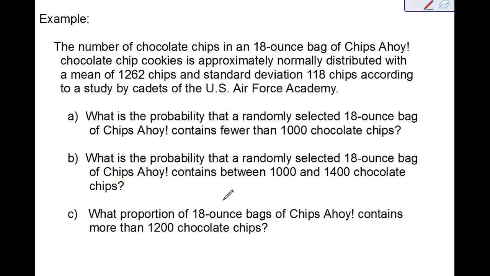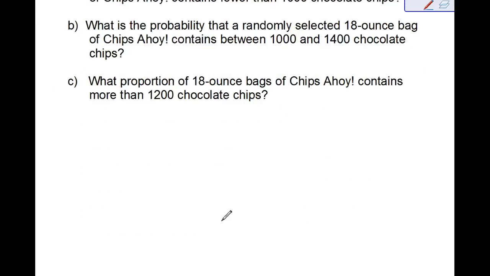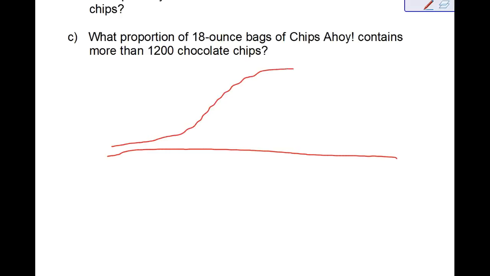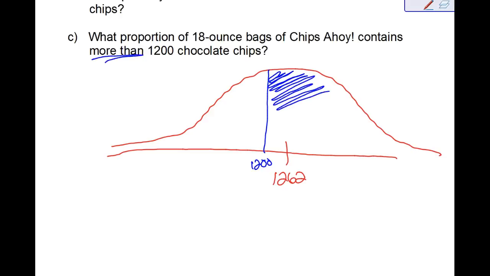Now let's look at that last problem, part C. What proportion of 18-ounce bags of Chips Ahoy contains more than 1,200 chocolate chips? So here we want more than 1,200. So we're looking at, here's our 1262. And we'll say about right here is 1,200. And we want more than, so more than is to the right.